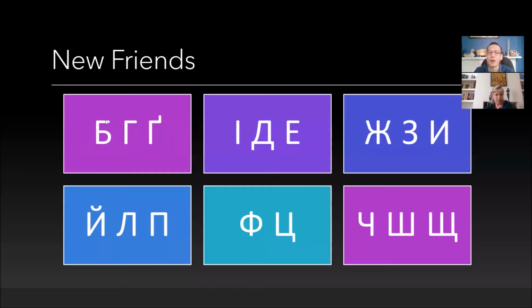These are the letters that do not look familiar to the average English speaker, like letter B, H, G, I, D, A, J, Z, E, Y, L, P, F, C, Ch, Sh. And now every letter in detail.